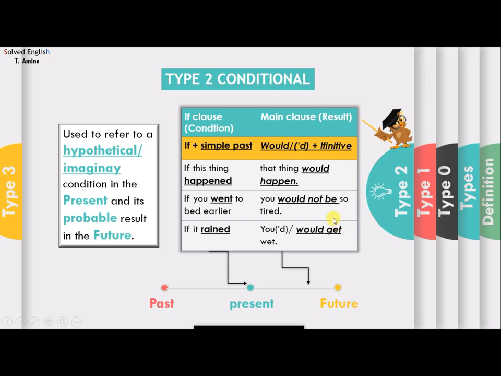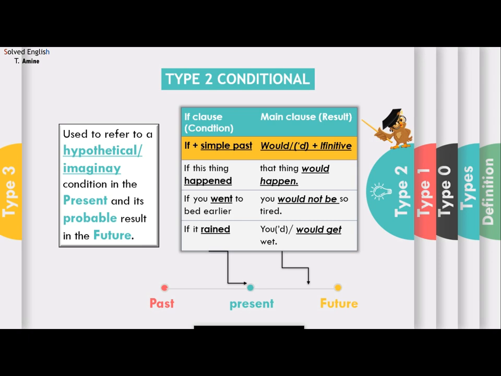So if it rained, you would get wet. This sentence means that it didn't rain and you are not wet, okay? It means that the reality is different. It's not raining and you are not wet. But if it rained, you would get wet. This is conditional type 2. If plus simple past plus would plus the infinitive. If this thing happened, that thing would happen.